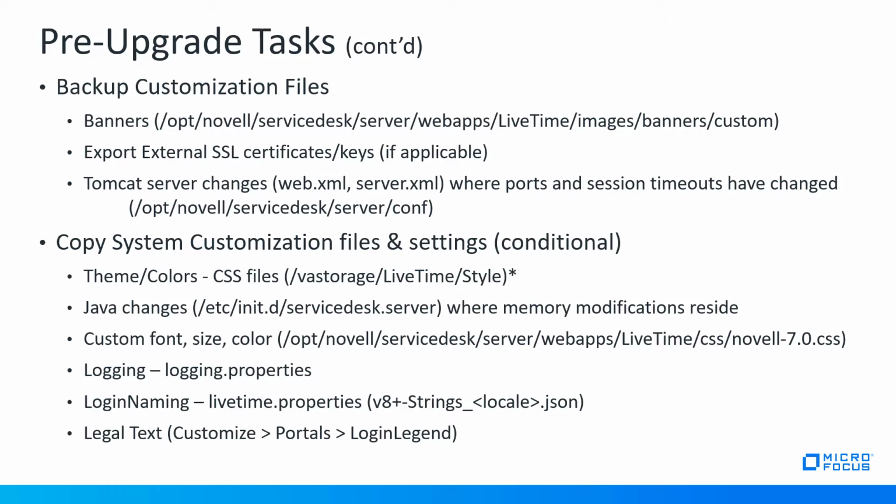And if you've made some modifications to the logging.properties file, meaning your archive files are larger or whatever, any customizations you put in that, make sure you back that up. And then logging naming in the lifetime.properties, if you made some changes, double check those. And then the legal text, make sure you have that. So in case anything goes awry, you at least have some backups of those to be able to reconfigure those files. Again, only if you made those changes to customizations.